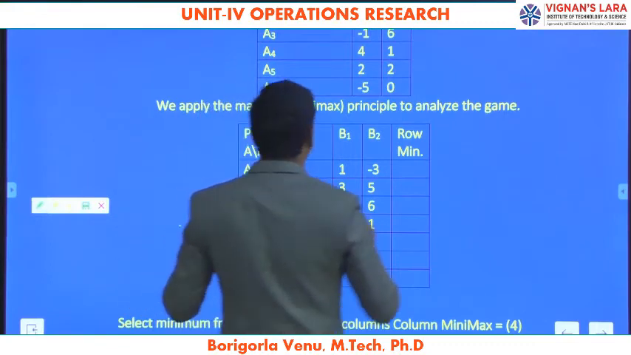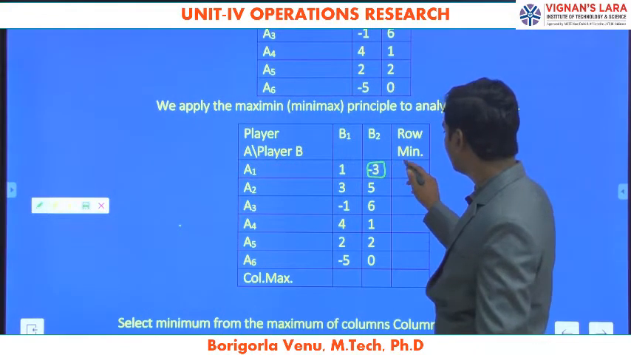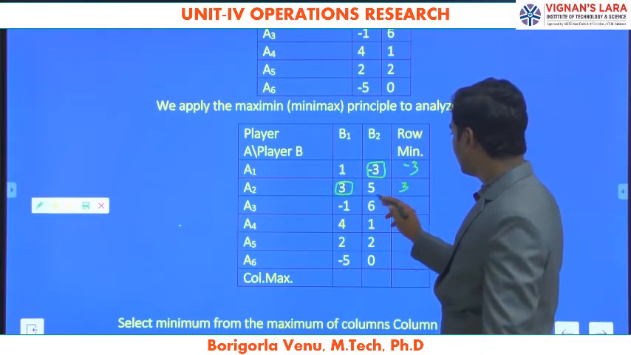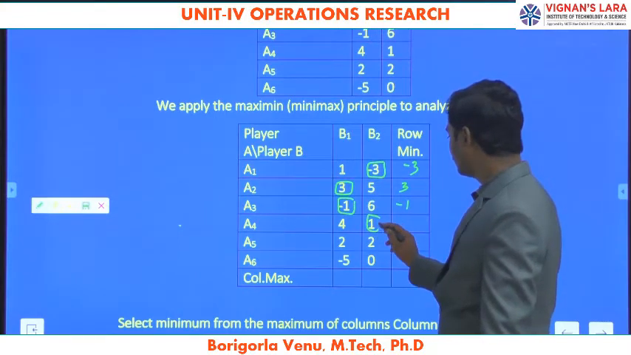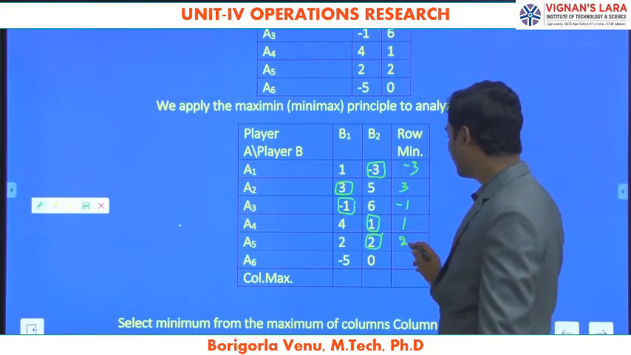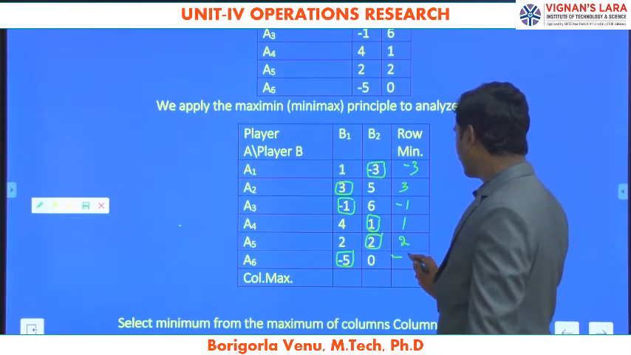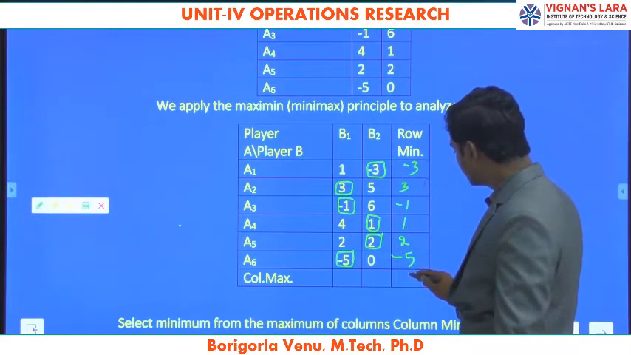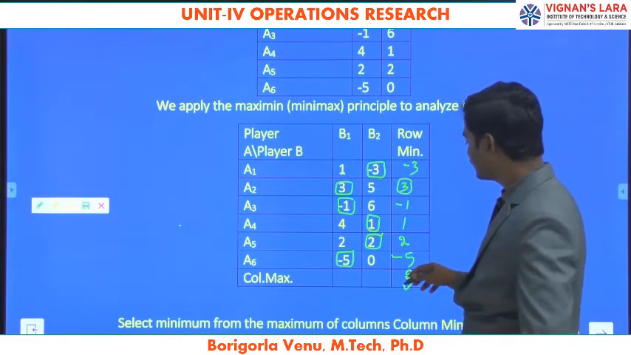First coming to the row minimum. Here the minimum value is minus 3, here the minimum value is 3, and here the minimum value is minus 1. Here the minimum value is 1, and here the minimum value is 2, 2, so we can take any one. Here the minimum value is minus 5. From these minimums we are going to identify the maximum value. Here the maximum value is 3.